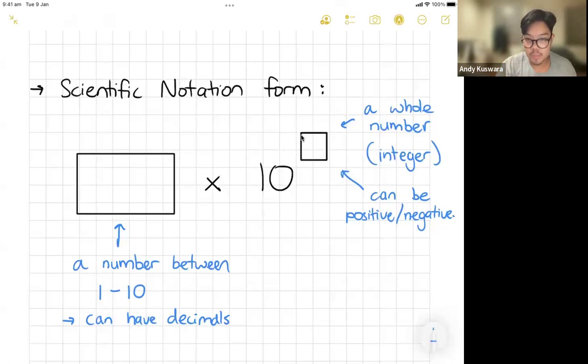And with the powers of 10, all you need to know is the power needs to be a whole number, which we call an integer, so no fractions, no decimals. Now, it can be positive and it can be negative as long as it's a whole number. Okay, that's your scientific notation form. Highlight it, put it in a beautiful little box. Make sure you remember this is the scientific notation form. Pause if you have to.